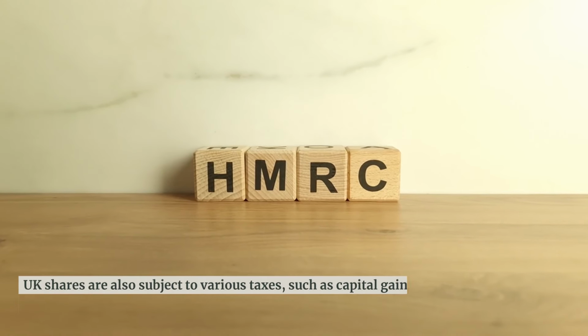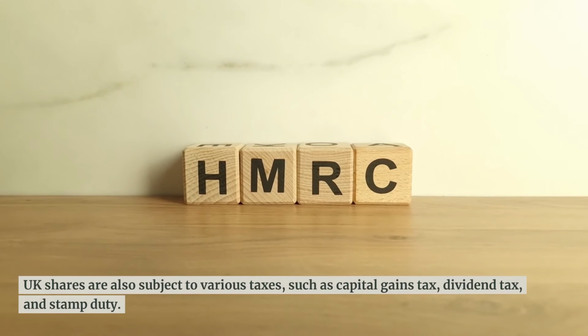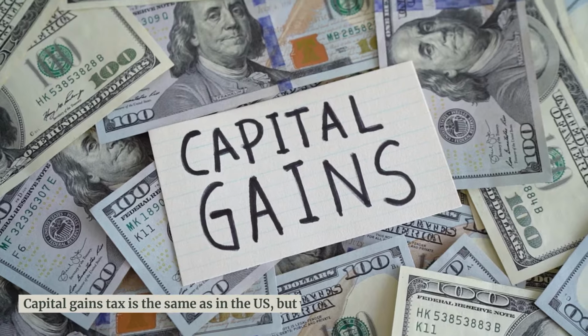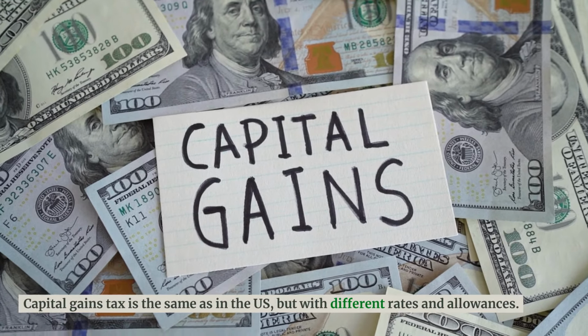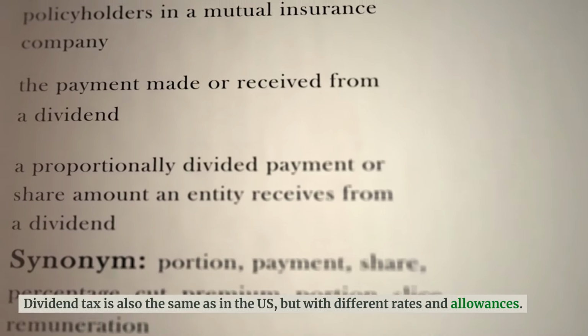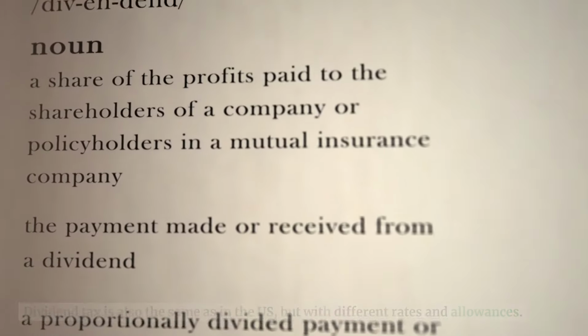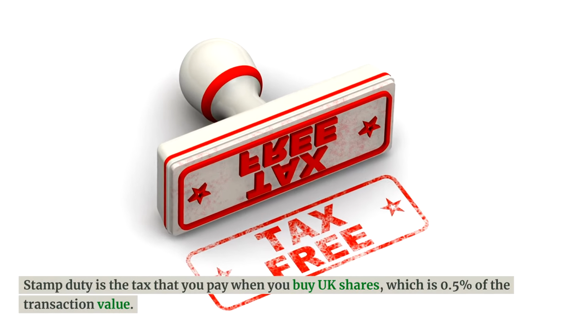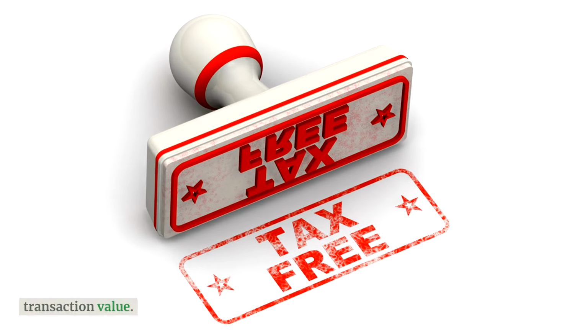UK shares are also subject to various taxes such as capital gains tax, dividend tax, and stamp duty. Capital gains tax is the same as in the US, but with different rates and allowances. Dividend tax is also the same as in the US, but with different rates and allowances. Stamp duty is the tax that you pay when you buy UK shares, which is 0.5% of the transaction value.